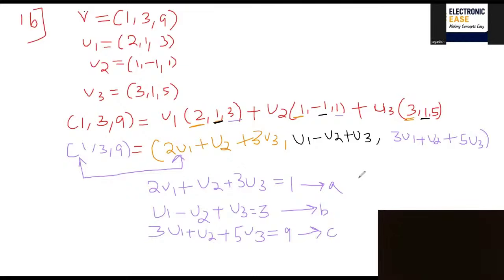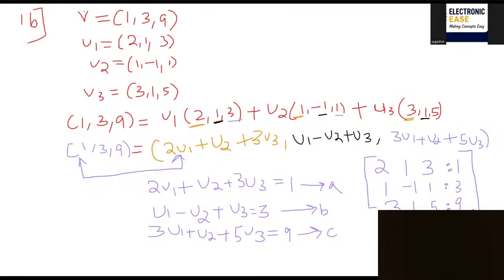Now what you need to write? You need to write everything in the matrix form. So what matrix will you be getting, students? Tell. This is 2, 1, 3, equals 1; then 1, minus 1, 1, equals 3; then 3, 1, 5, equals 9. Okay, students. So I got this as my matrix.